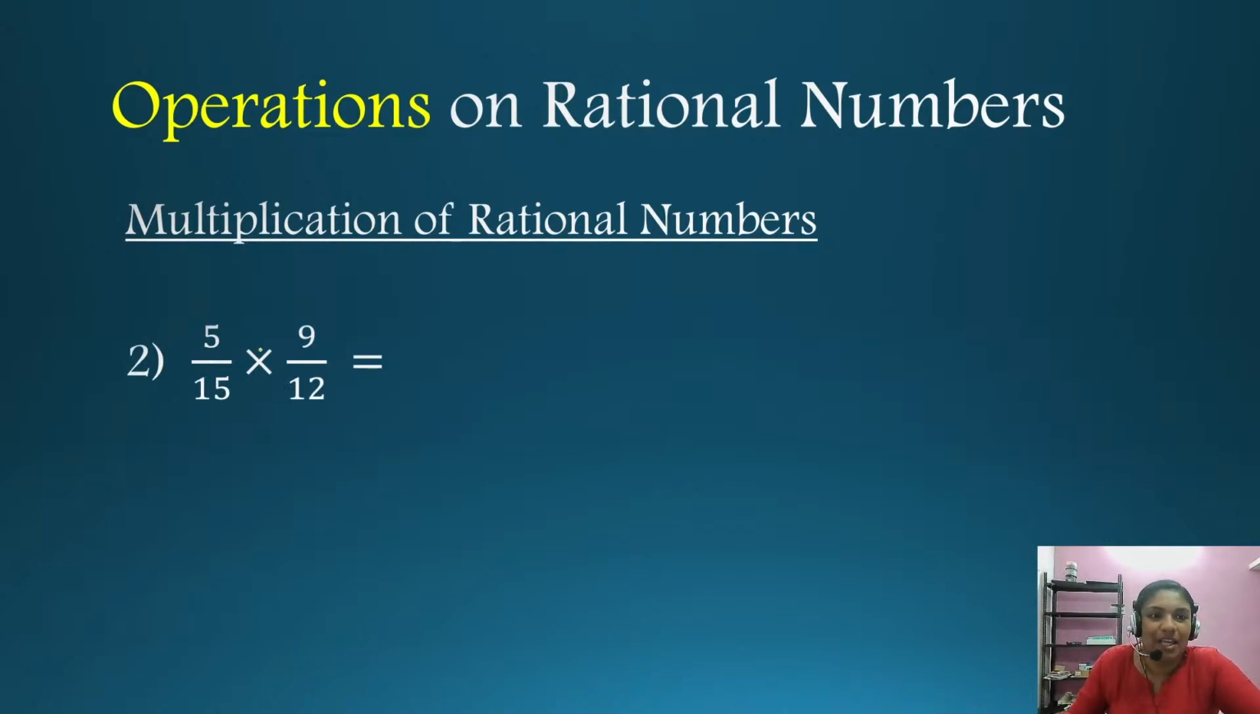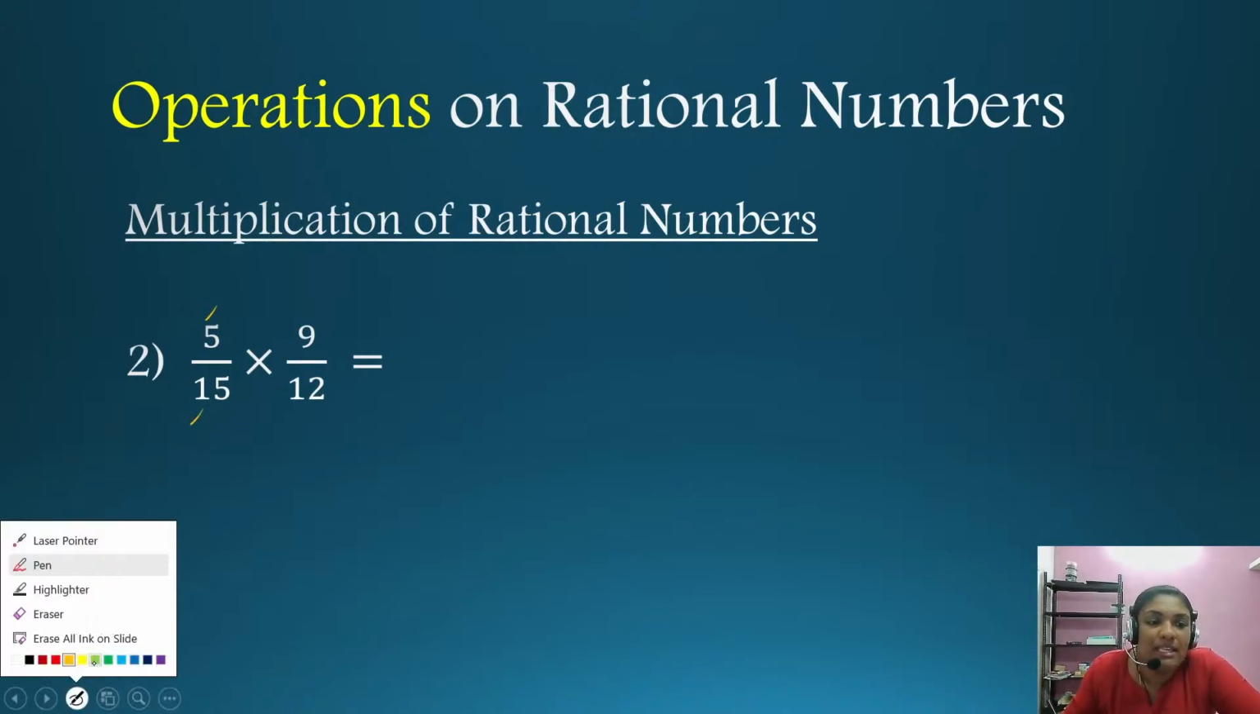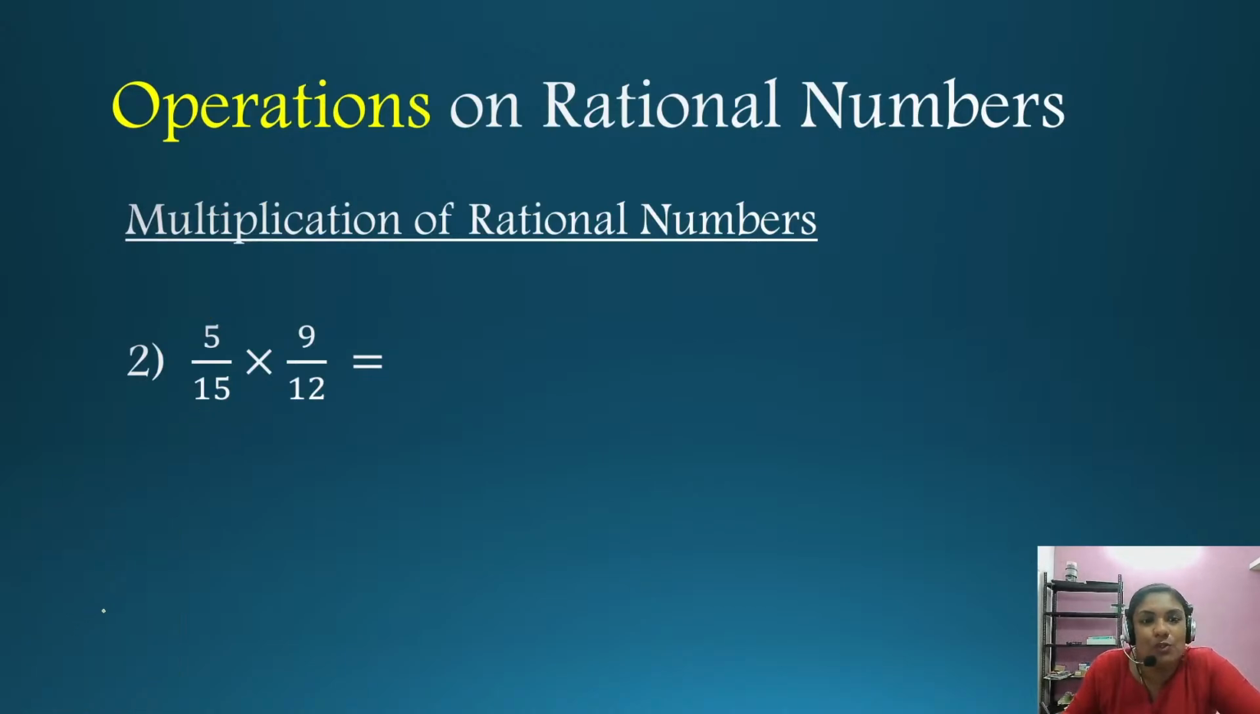Let's see another question. 5 by 15 into 9 by 12. Here we have some options. 5 and 15 belong to the same multiplication table, so we can cancel. 5 1s are 5, 5 3s are 15. We have reduced it. Now 9 by 12. These two belong to the 3's table, right? 3 3s are 9, 3 4s are 12.